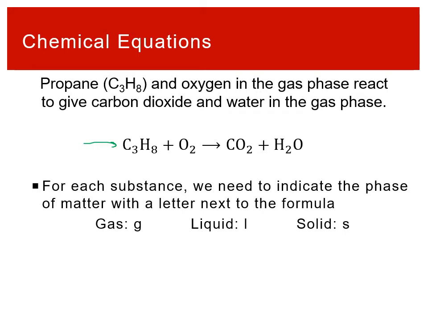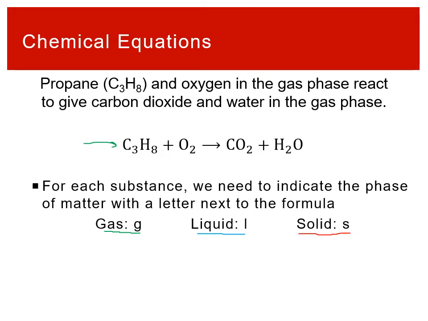And so now what we want to do is include the information about the phase of matter. And in order to do that, we use just single letters. They are lowercase letters. And we're going to put a lowercase letter in parentheses after each substance based on its phase of matter. So for gas, we use g. For liquid, we use l. We're not going crazy, just the first letter. And for solid, we use s. You'll note they are all lowercase: g, l, and s.